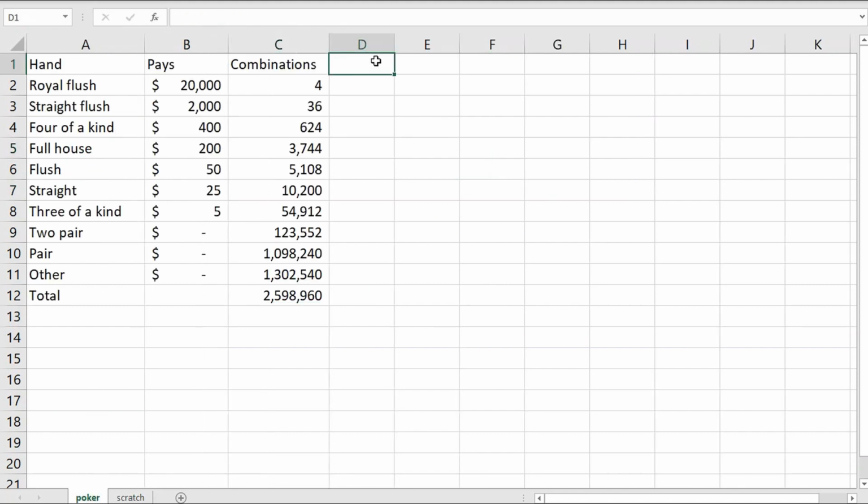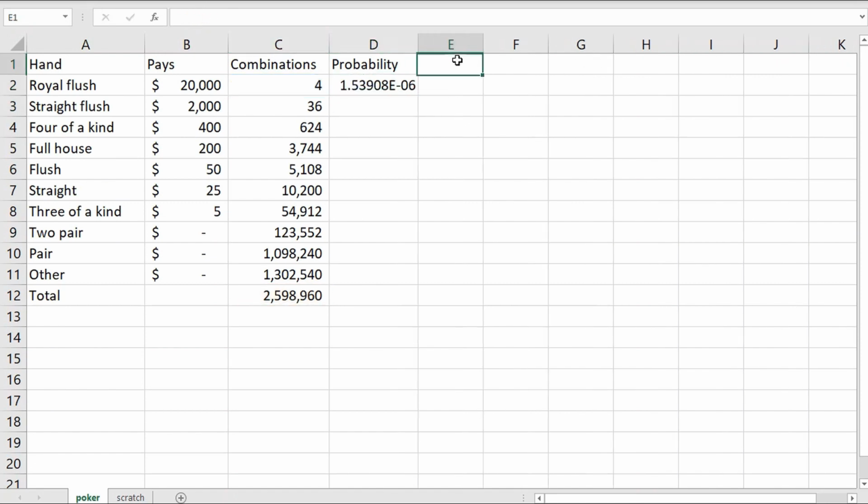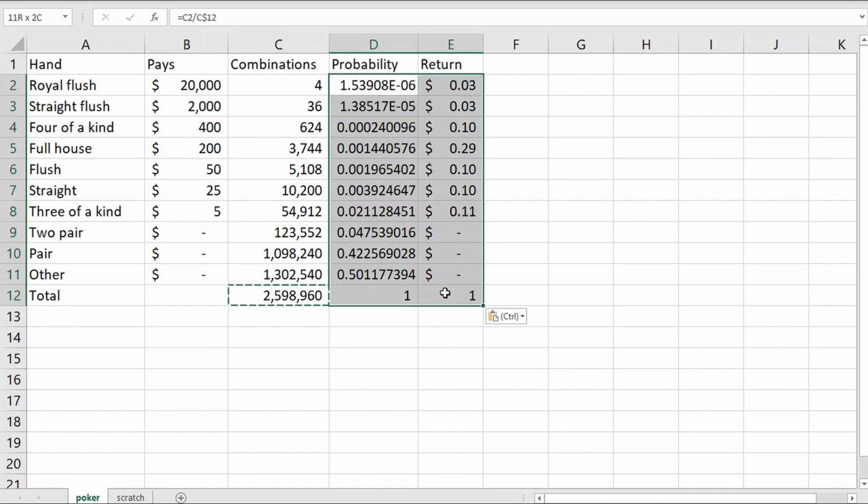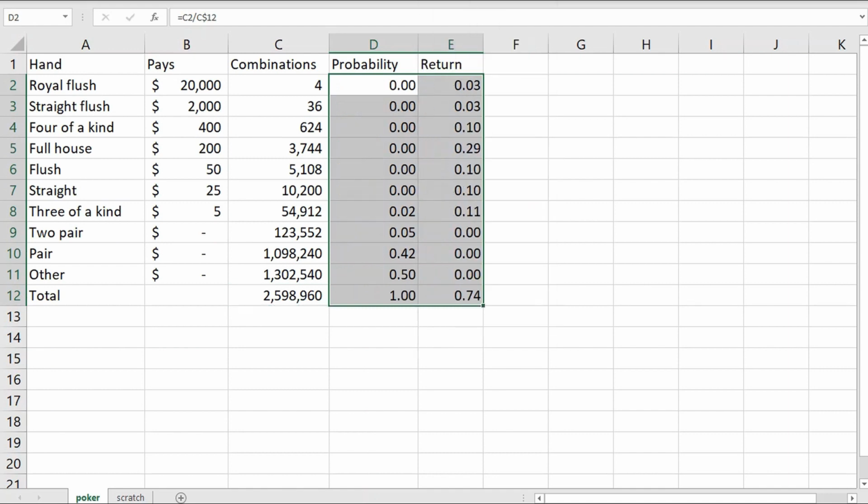So that was the hard part, but let's finish it up here. The probability of any given hand is the number of combinations of the ways to make that hand divided by the total. And to get the return, the contribution to the return, you take the product of the probability and what it pays. And I'm going to copy those two formulas down. And then I'm going to take the sum of both columns. And let's put these in terms of a decimal with 6 digits.